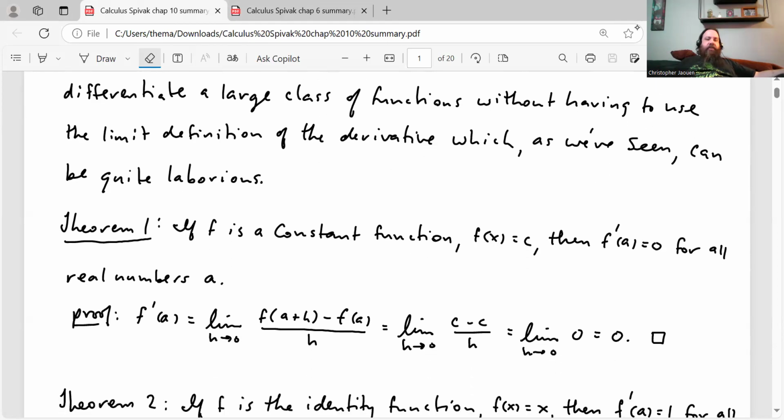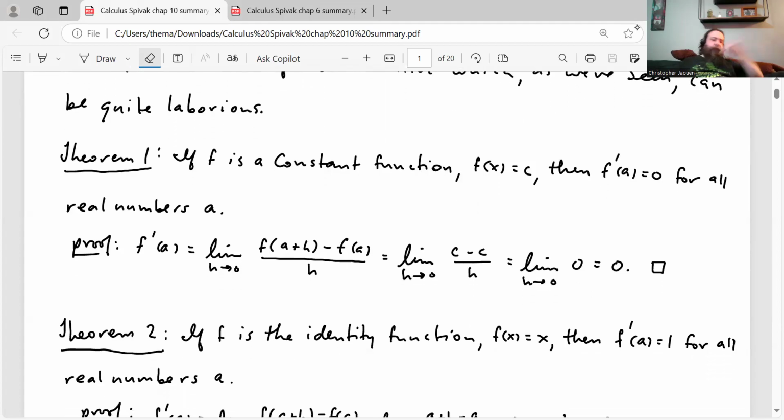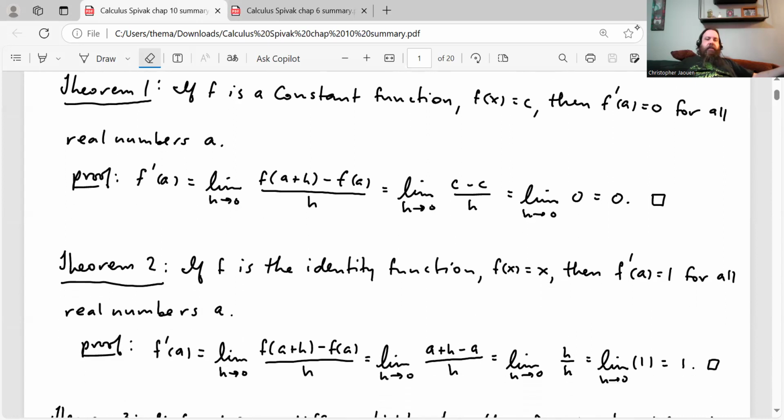All right, so we have a bunch of theorems here to go through. Theorem one says if f is a constant function, so in other words, f of x equals c, then f prime of a is 0 for all real numbers a. And we just take the limit of the difference quotient and show that we get 0 from that, which you can look at here.